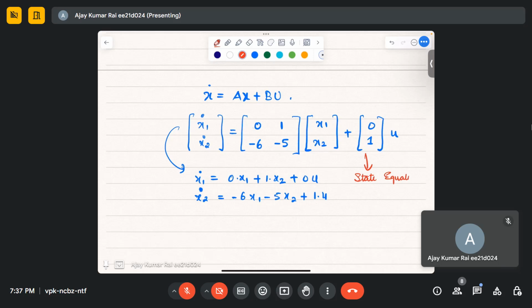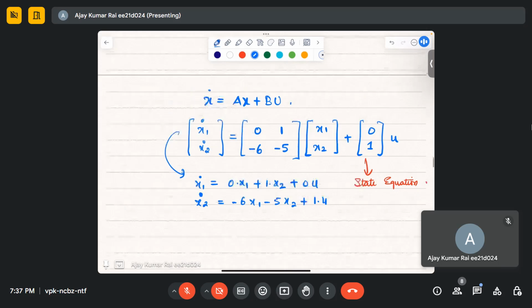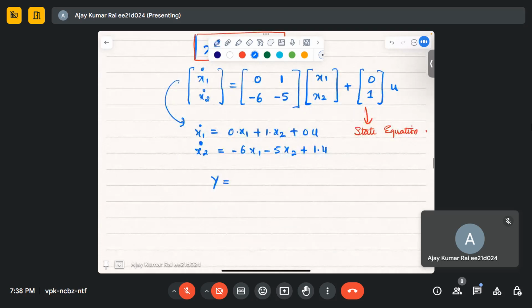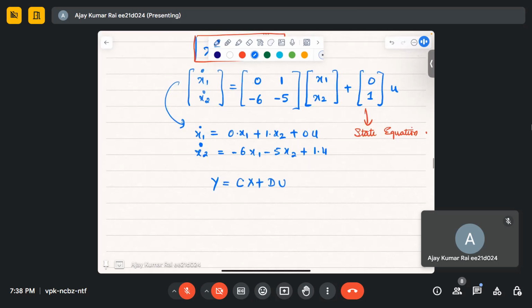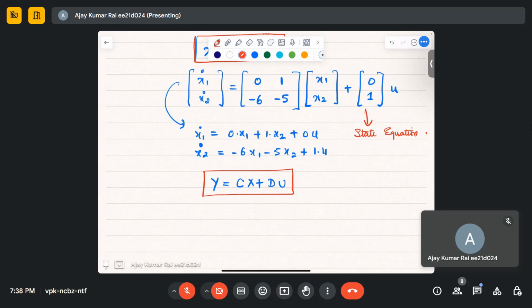Okay, so let me write the output equation also. So this is the general form for the state equation. Just highlight this. And what is the output equation? You know, y equal to Cx plus Du. Okay, this is again the general form, and we'll try to write for this type of equation also.